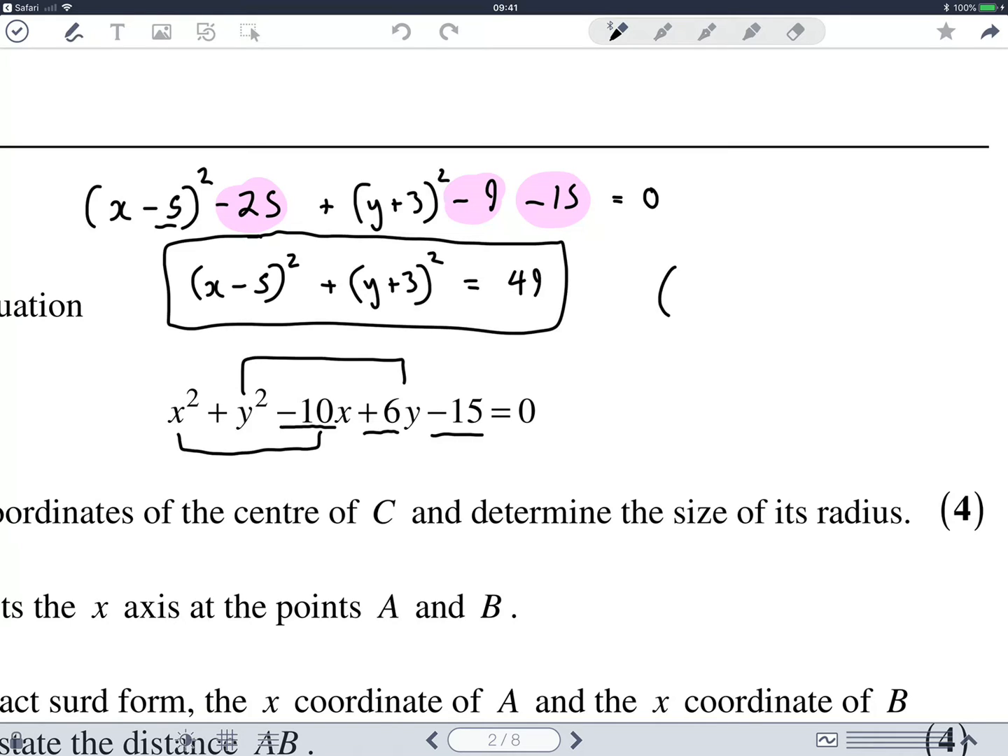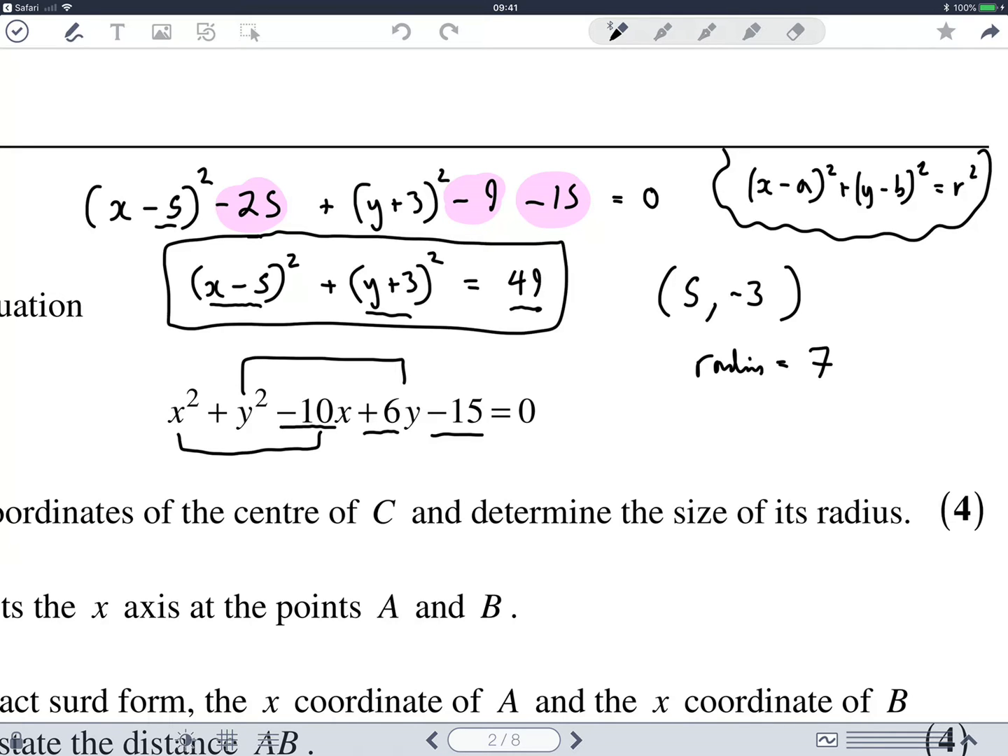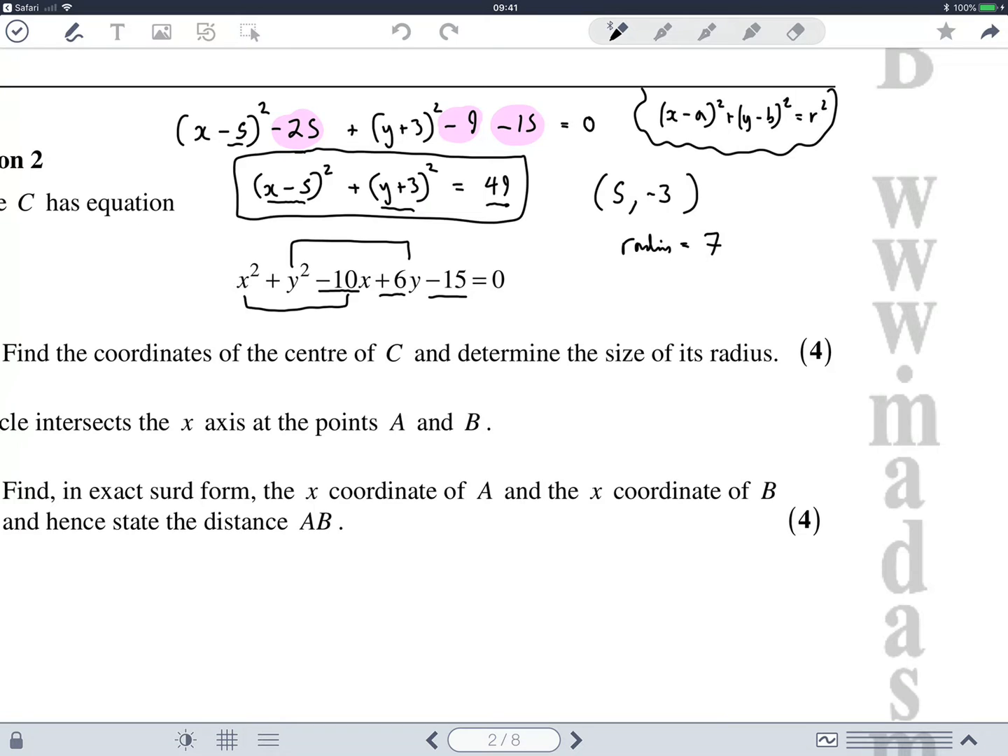This means the centre is going to be what value of x must this have so that this bracket equals 0? That's 5. What value of y must this bracket have so that this bracket equals 0? That's minus 3. And the radius is going to be the square root of this number, which is positive. Well, the square root of 49 is plus or minus 7, but we're going to take the positive square root. Because, in general, x minus a squared plus y minus b all squared equals r squared is the general form for the equation of a circle. So there are my final answers for 4 marks.